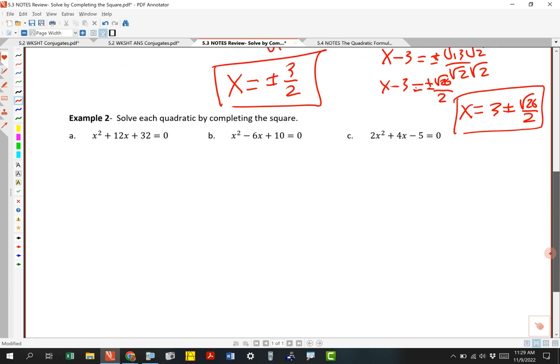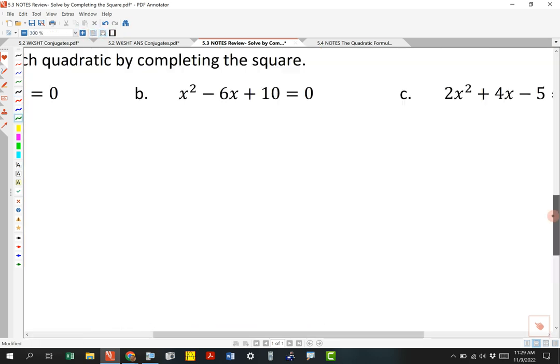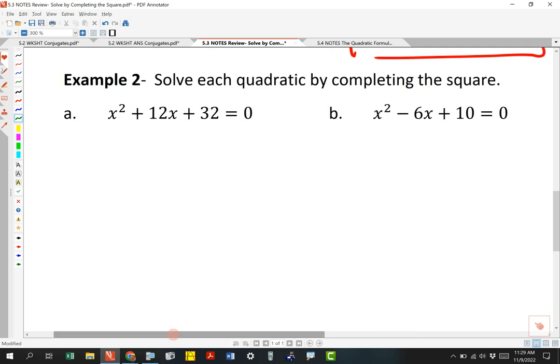Okay. I want everybody paying really close attention because we're going to do these 3 problems. Then we're going to look at problem 14 on the assignment. We'll do a self-assessment and then I'll turn you loose on the assignment for today. So here's the deal. This says solve each one by completing the square. So watch very carefully.